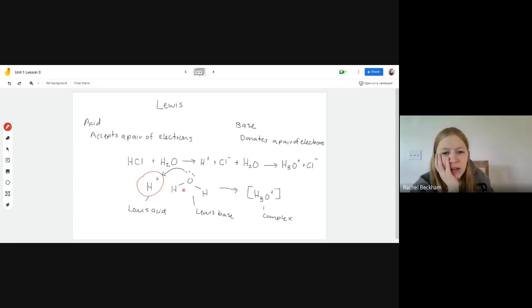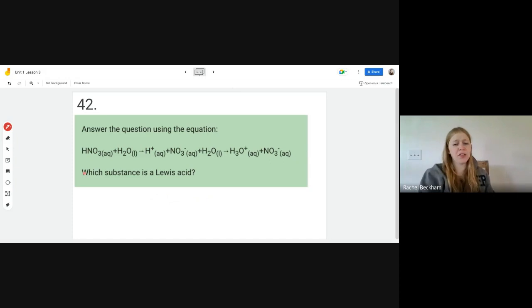So what happens is the water actually looks like this. I drew out the water. Water has these extra electrons right here, and they come out and attack the H. And so the H accepts those electrons and the O donates them. So generally the H plus is the acid, the water is the base, and it forms a complex called H3O plus. So in this scenario here, which substance is a Lewis acid?